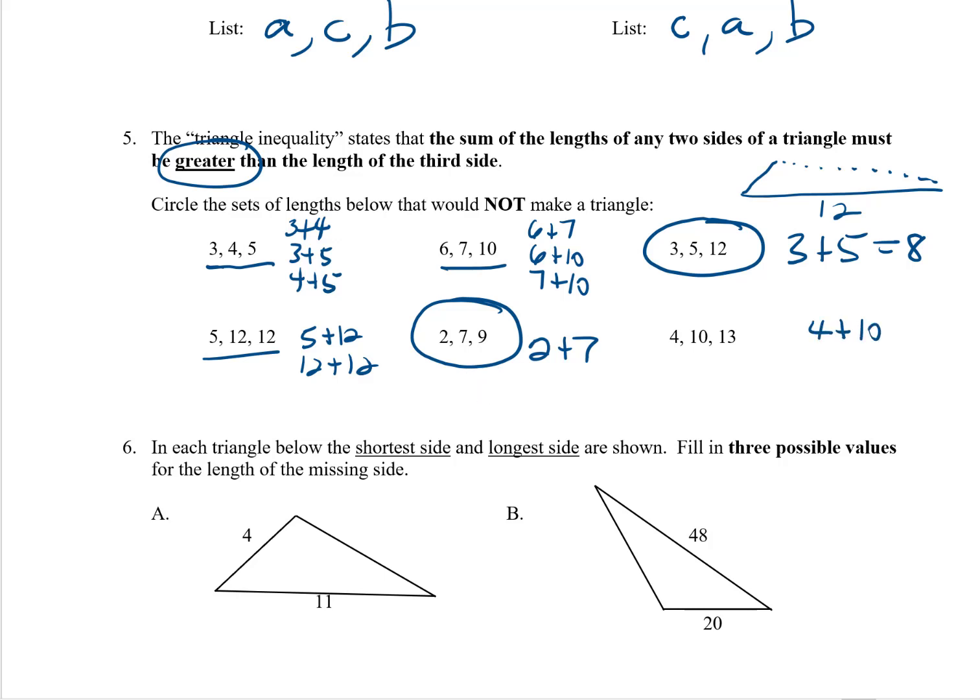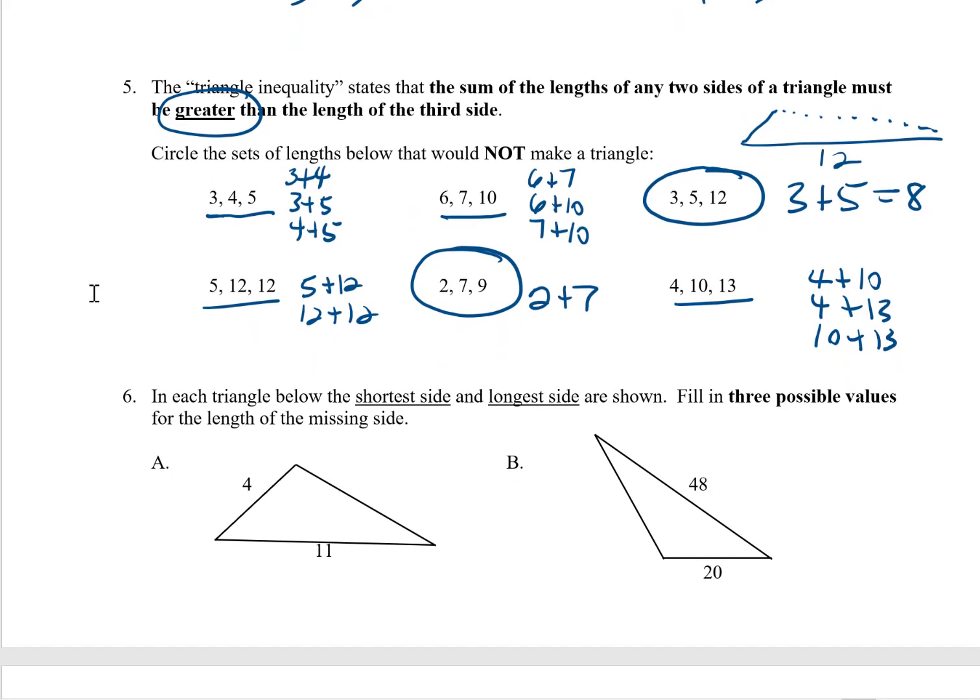4 plus 10, yep, that barely makes it. And 4 plus 13 is fine, and of course 10 plus 13 is fine. So only the third set and the fifth set had problems. Problem number 6, let's apply this in a different way. So I've filled in the shortest side, and I've filled in the longest side. So you know that this other side is somewhere between 4 and 11.